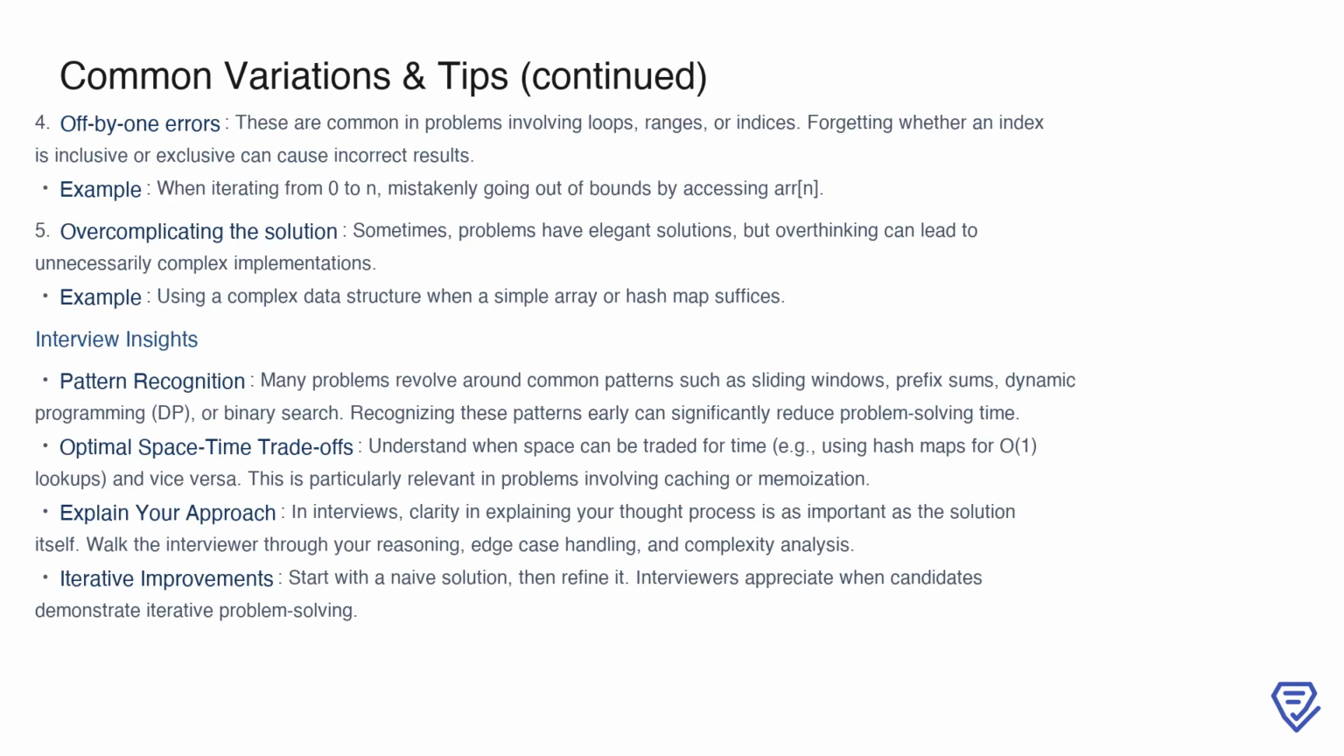Off-by-one errors are another frequent difficulty, especially in problems involving loops, ranges, or indices. These occur when you misinterpret whether an index is inclusive or exclusive, leading to out-of-bound errors or incorrect logic. For example, when iterating up to n, accessing arr[n] would go out of bounds.